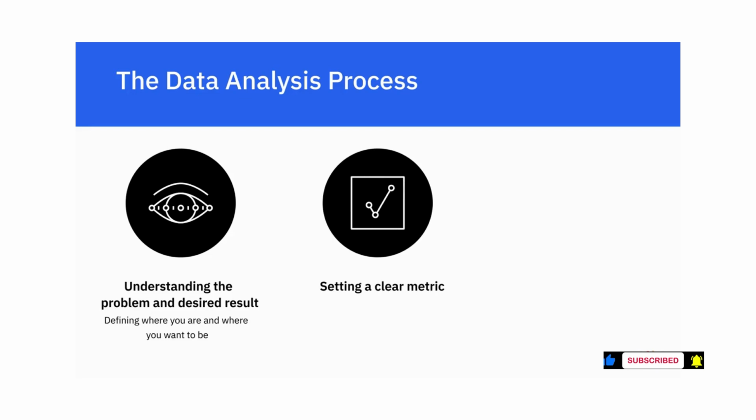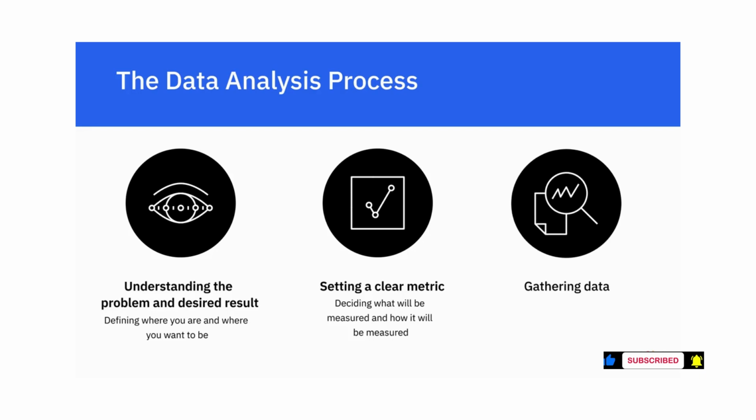Setting a clear metric. This stage of the process includes deciding what will be measured, for example, number of product X sold in a region, and how it will be measured, for example, in a quarter or during a festival season. Gathering data. Once you know what you're going to measure and how you're going to measure it, you identify the data you require, the data sources you need to pull this data from, and the best tools for the job.